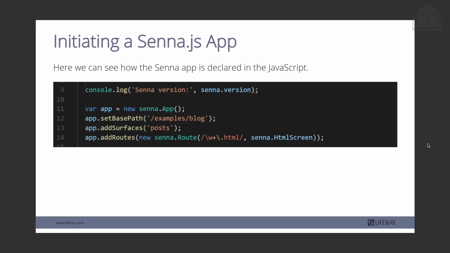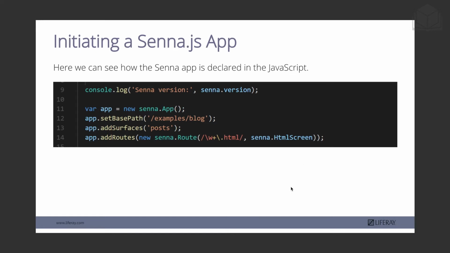So here's just a quick example of how a Senna app is declared in JavaScript. You can see here that we have the variable being set for app, new Senna app, and then we have some information about the app here. So set base path, which gives us the file path, as well as add surfaces and add routes.